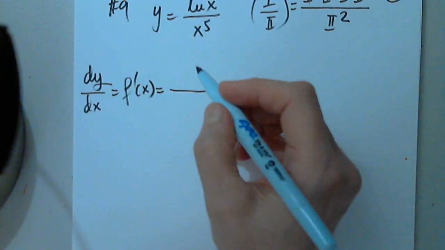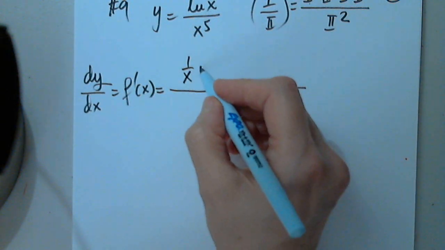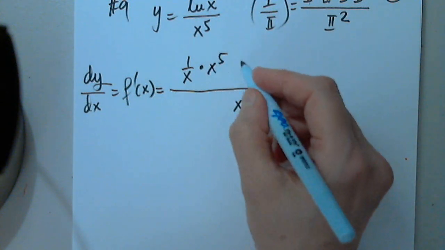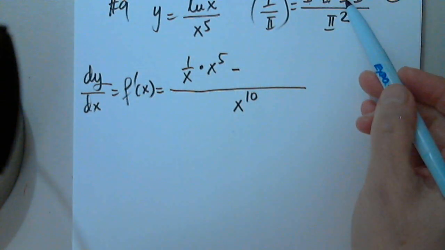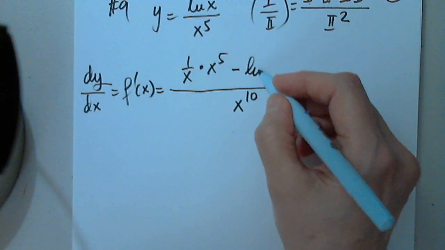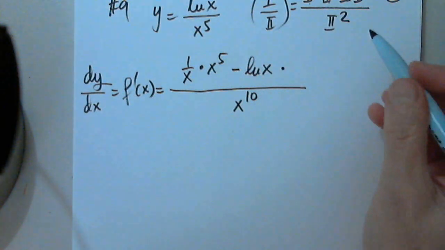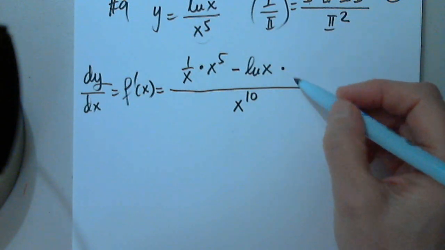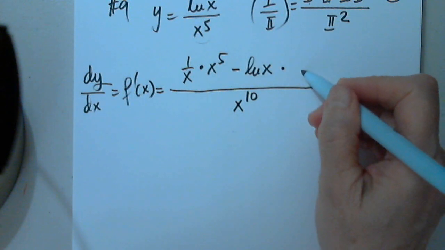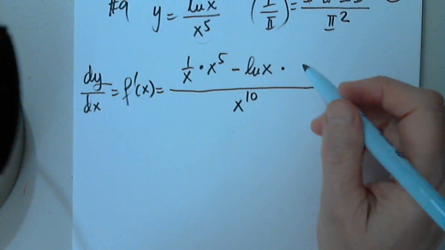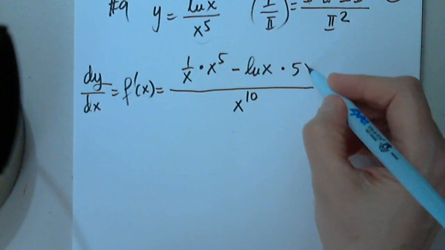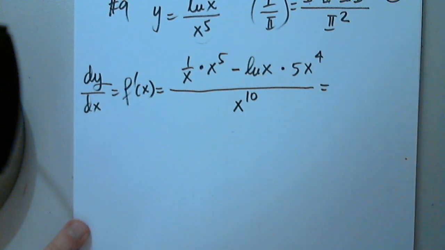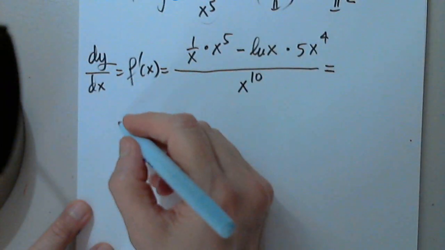So now we differentiate the top function. We just learned that this is 1 over x times the second function, which is x to the 5th, minus. I copy the first function as is, and I multiply it by the derivative of this denominator. Can anyone give us the derivative of the denominator? 5x to the 4th. Excellent. 5x to the 4th.